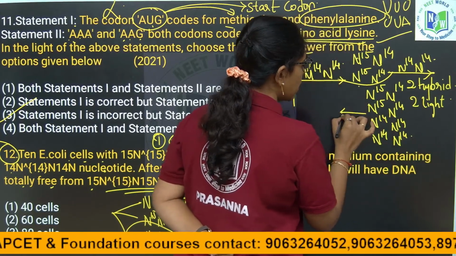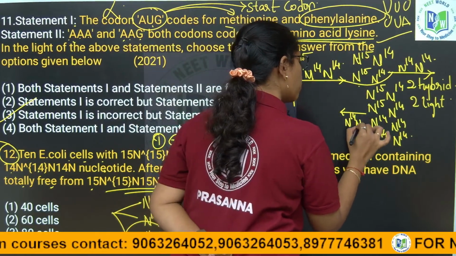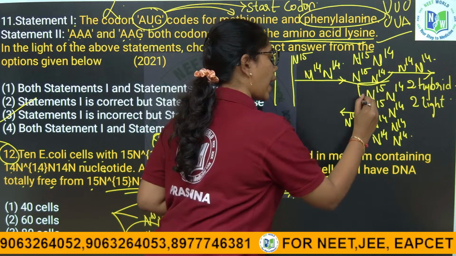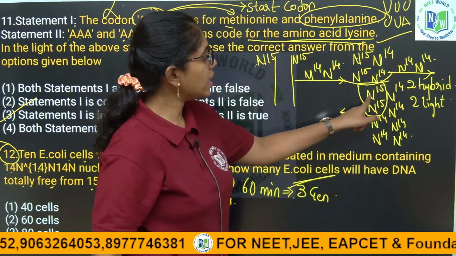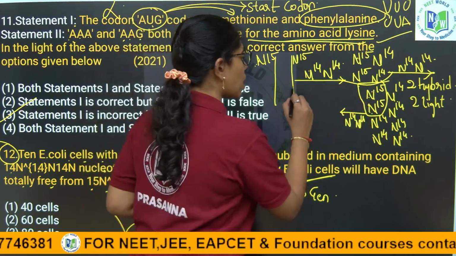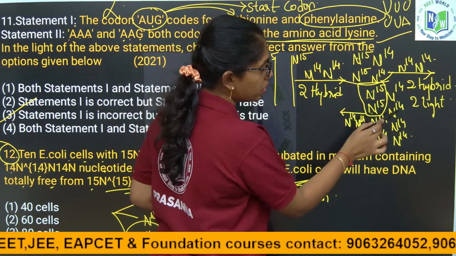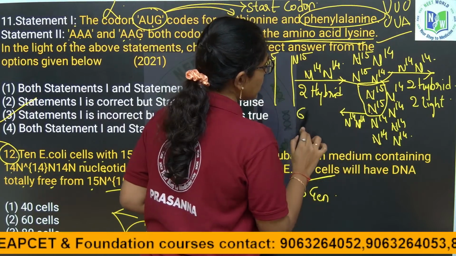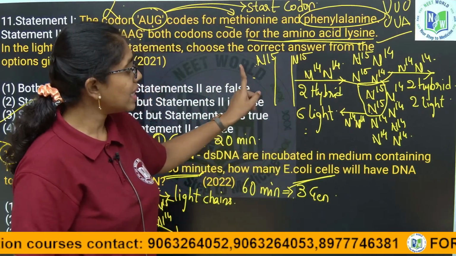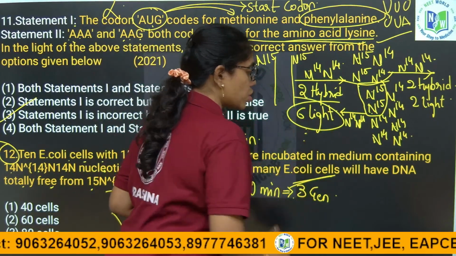So, in the third generation, again they are in N14 N14 medium, wherein these 2 will be acting as template. Each and every strand will be acting as template for the next generation. So, 2 hybrids are formed, and how many light chains? 1, 2, 3, 4, 5, 6. 6 light chains are formed. Clear? So, if you take one E. coli cell after 3 generations, that is after 60 minutes, 6 light chains are formed.